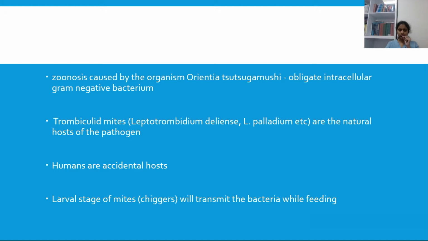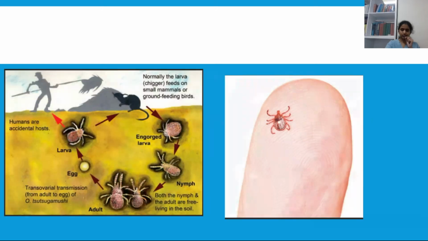It usually infects rodents, but instead of rodents, it will accidentally bite human beings. The larval stage of the mites will transmit the bacteria while feeding on humans. These are the mites. They actually infect rodents or other animals, but sometimes they can cause the disease in humans.